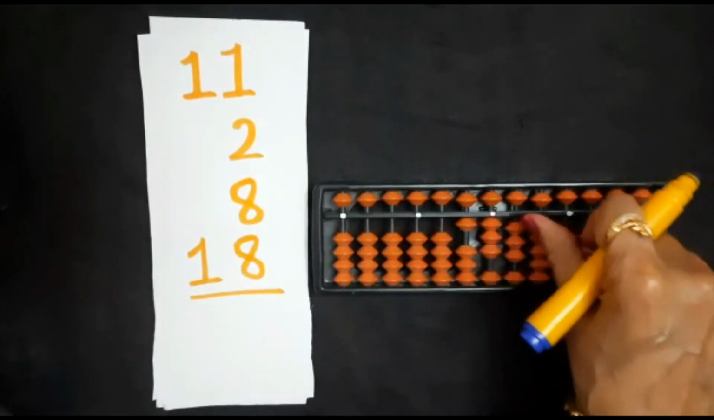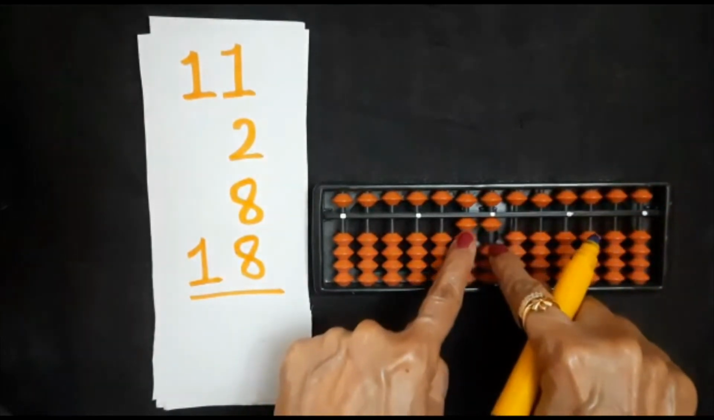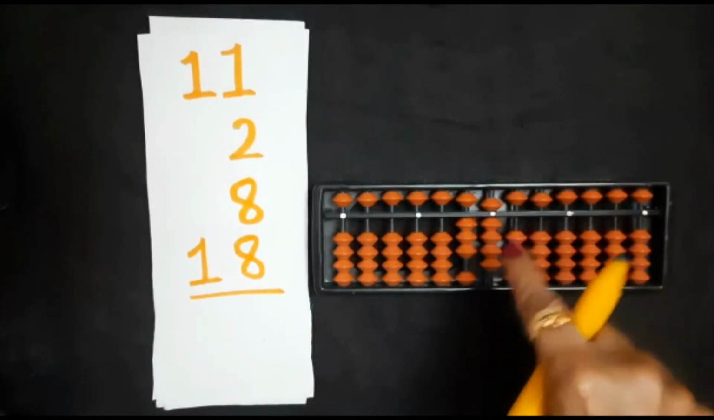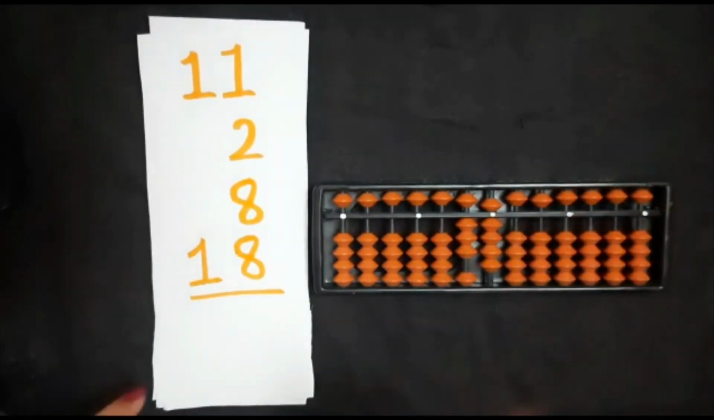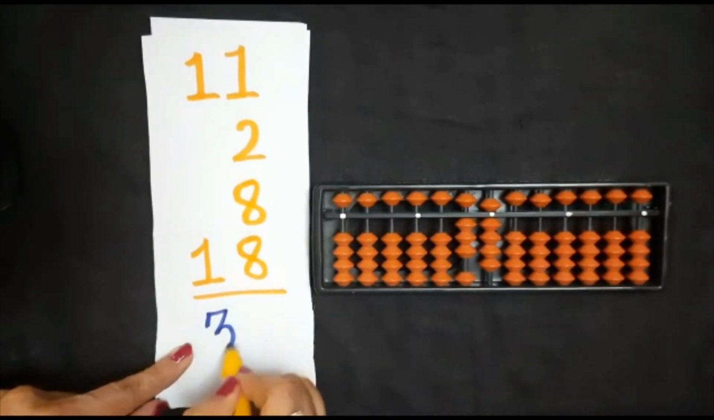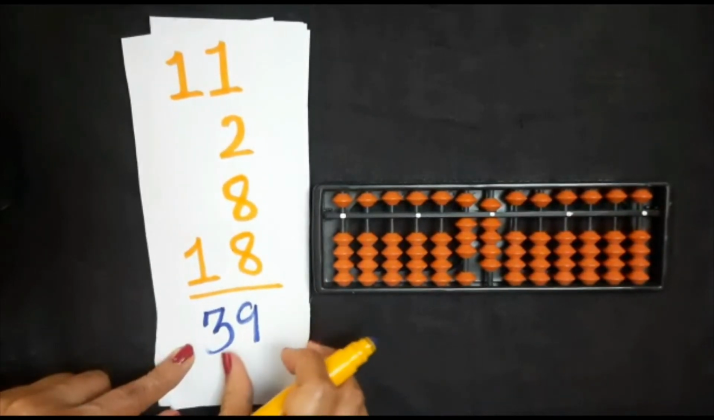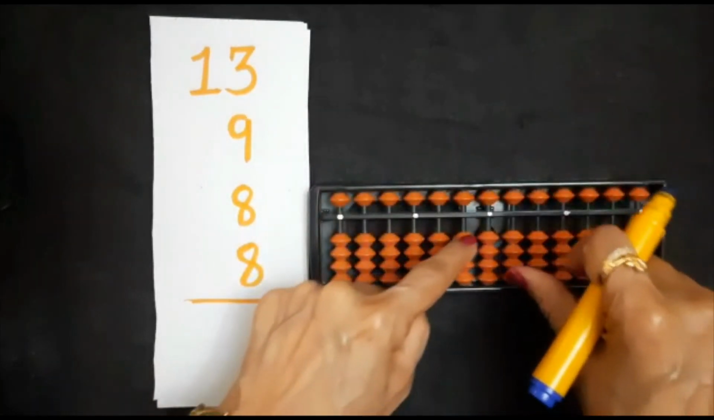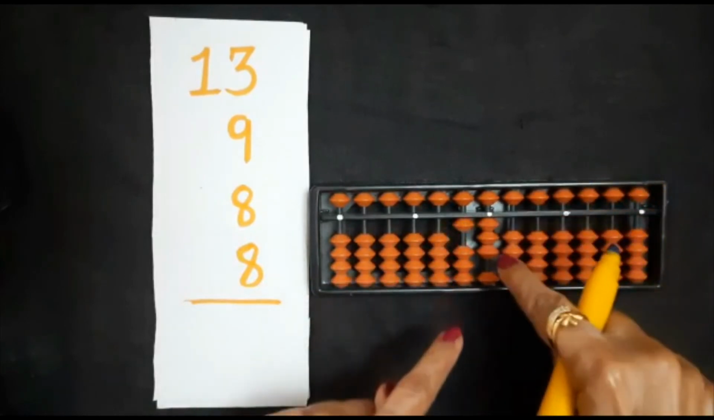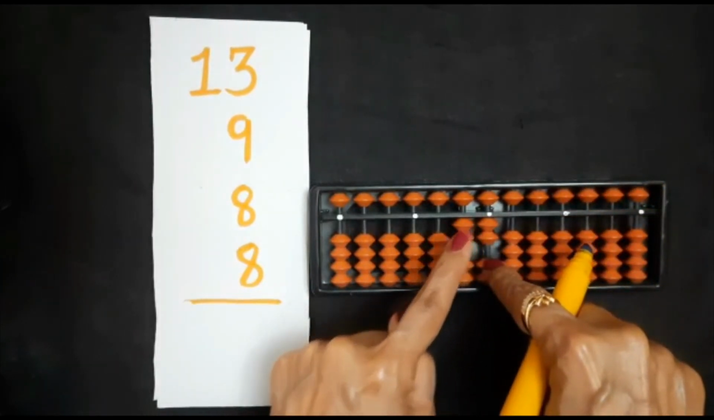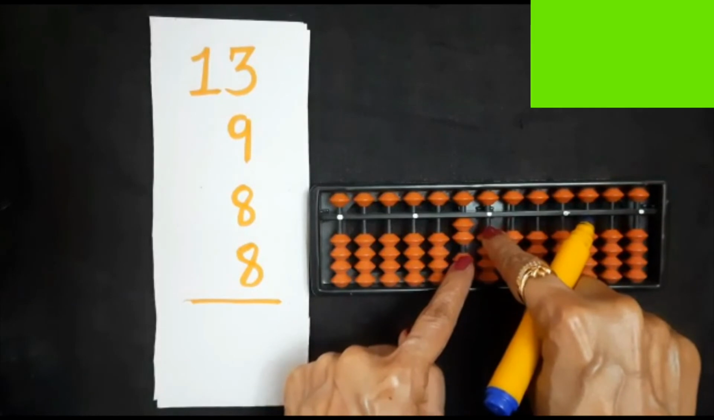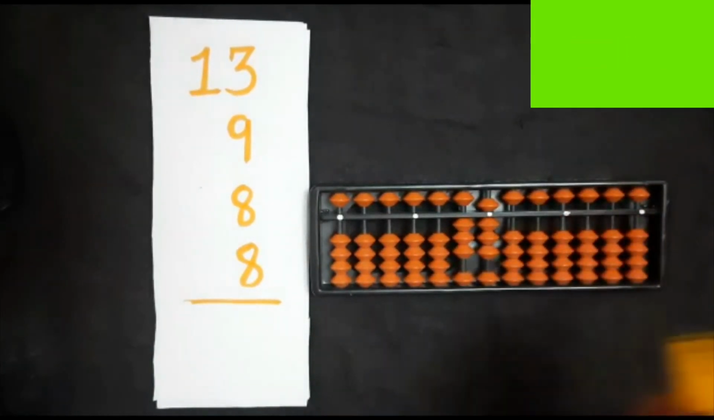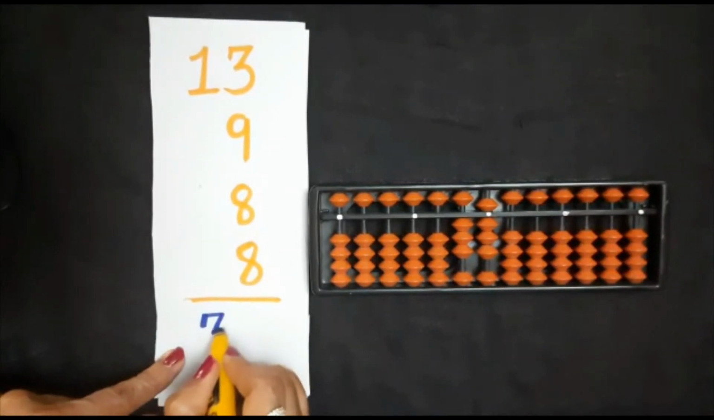Eleven plus 2 plus 8 minus 2 plus 10. 18 means 10 plus 8. So answer is 39. Clear the abacus. 13 plus 9 minus 1 plus 10. 8 minus 2 plus 10. 8. Without formula we can do here 8. So answer is 38.